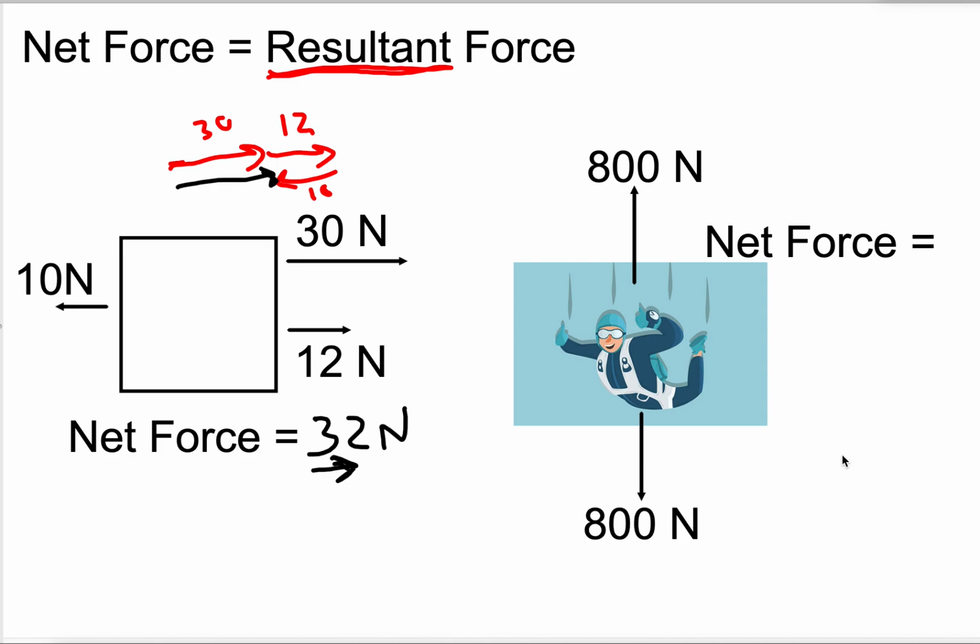Why'd you put the arrow going right? Well, because this force is acting to the right, and this one's acting to the right. These add up to 42, right? And that only adds up to 10. So it would be 42 to the right minus 10 to the left. That leaves me 32 to the right. Does that make sense?